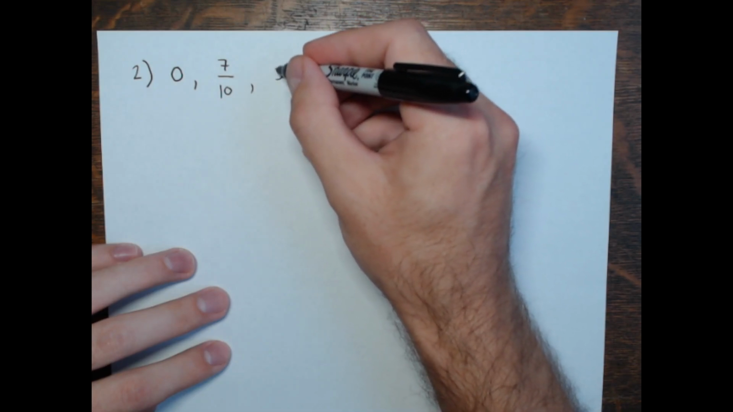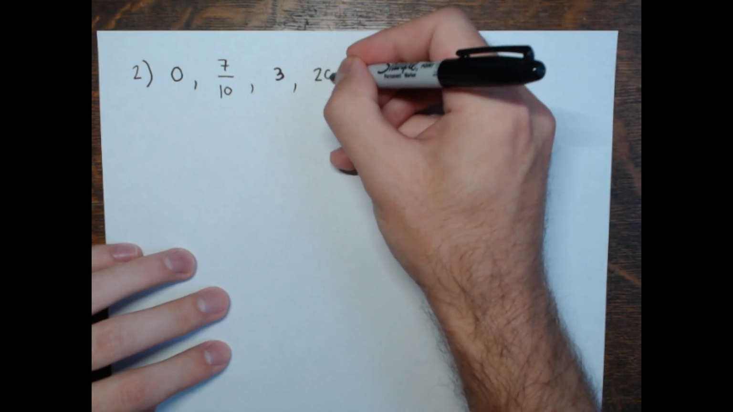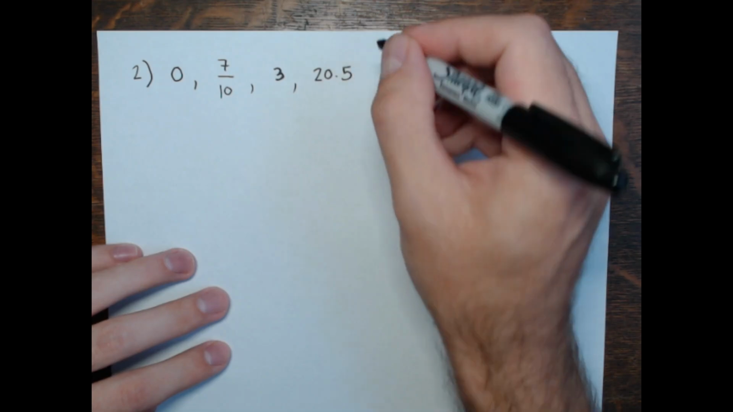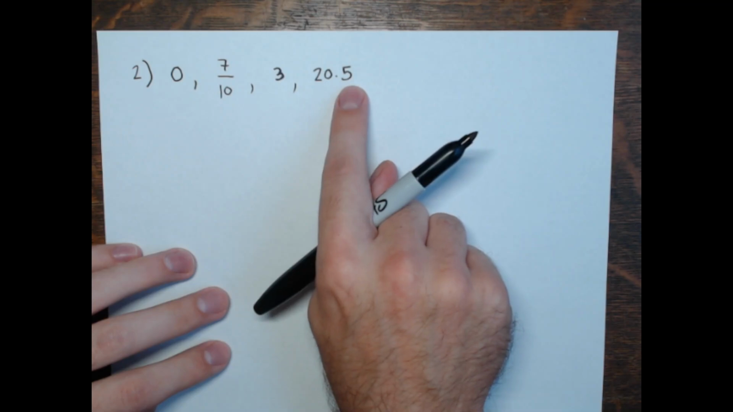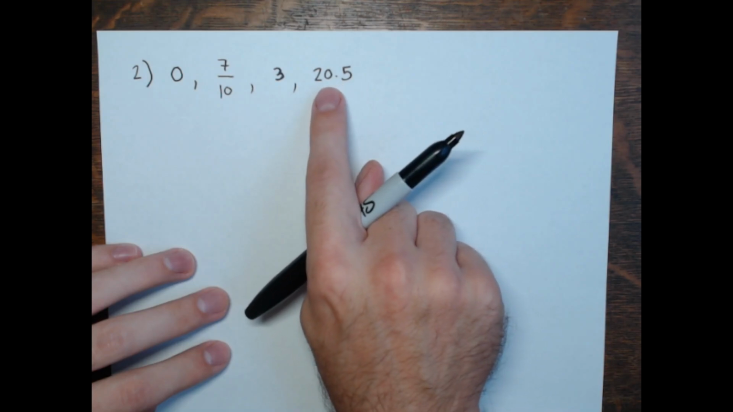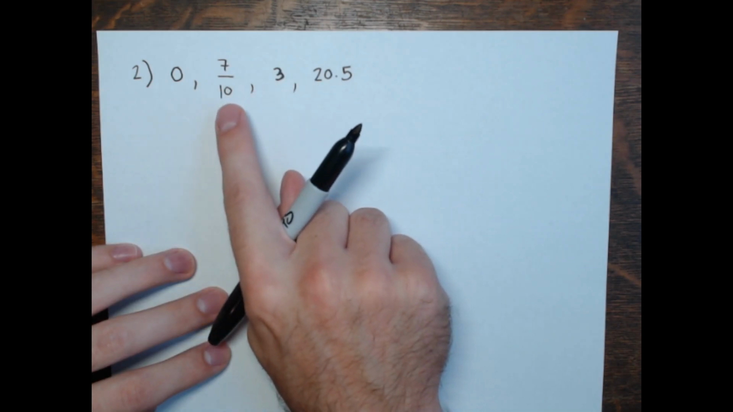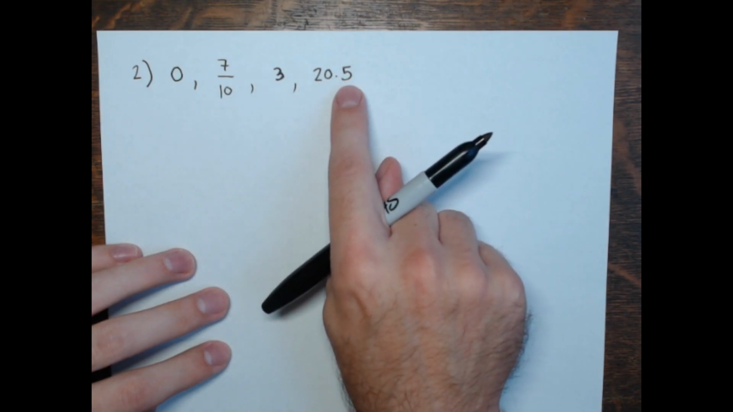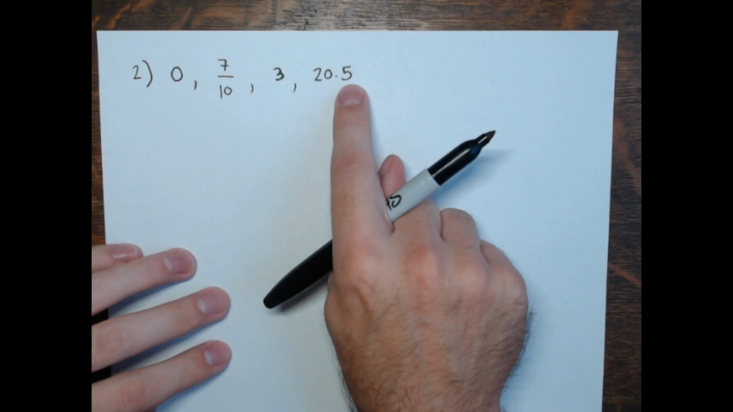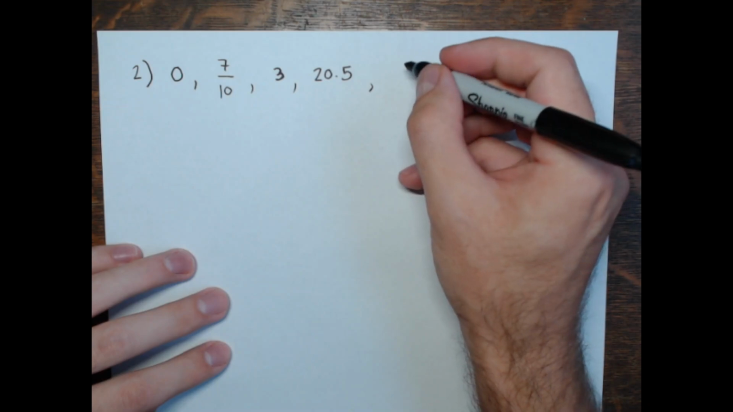Then 3, then 20.5, right? So here's another decimal where there's a non-zero number, a number that's not zero to the right of the decimal point. So that's not counting, nor is it whole either, right? No fractions with denominators that are not 1, no decimals with numbers to the right of the decimal point that are not 0. And then 300.